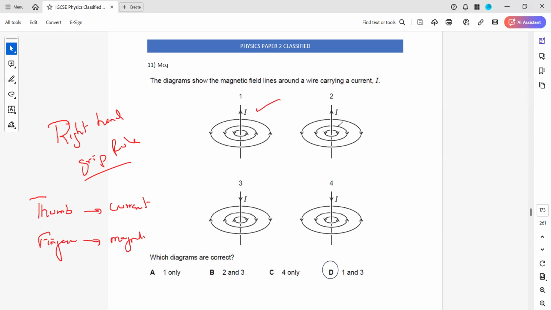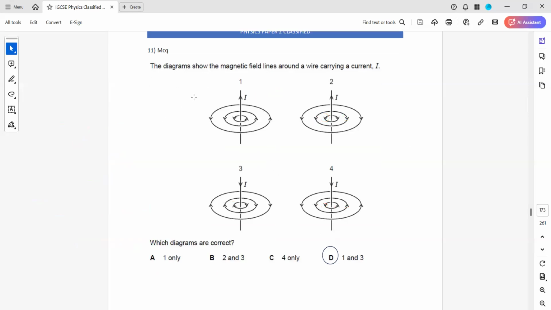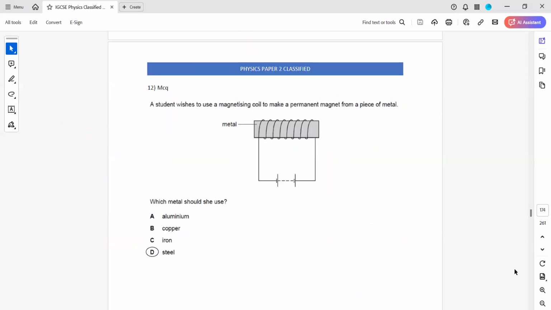When your thumb is pointing up, fingers, even this is wrong. Why? Because they are showing arrows in both directions, clockwise and anti-clockwise. This is totally wrong. When your thumb is pointing down, your fingers turn around. So this is the correct direction. When your thumb is pointing down, fingers will turn in this manner. So 4 is also wrong. So 1 and 3 are the correct positions for the magnetic field lines. So using the right-hand grip rule, you can work out the direction of magnetic field lines.